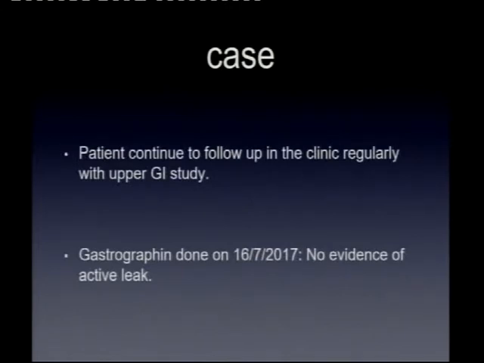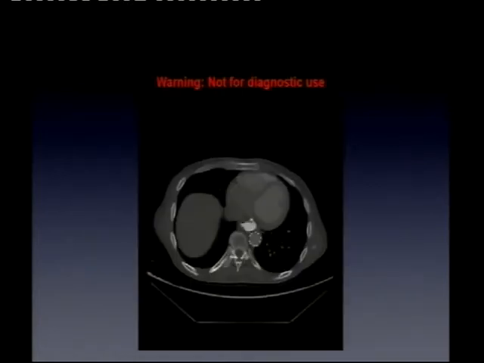After that, the patient was discharged home and continued to follow up in our clinic regularly with upper GI studies. In July 2017, a gastrografin study was done and showed no evidence of leak. This is the last image done for him, and it showed that there is no communication anymore between the area of the leak.